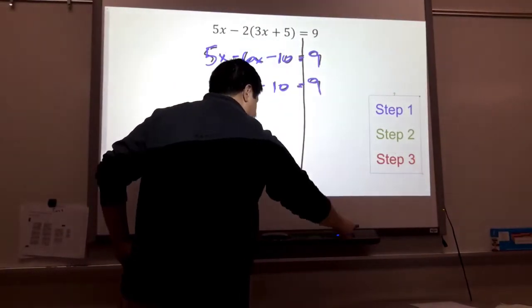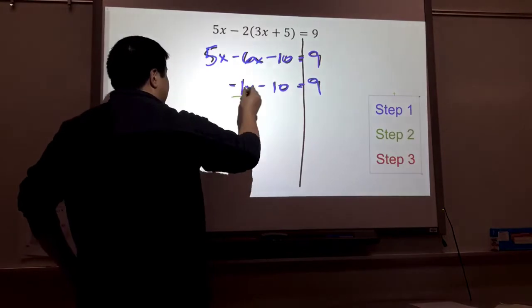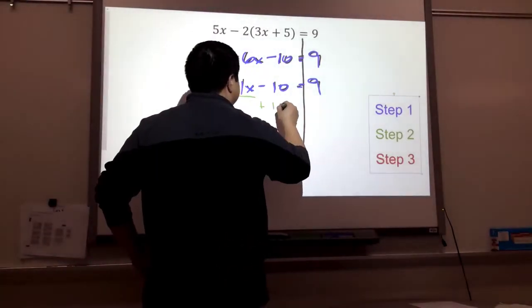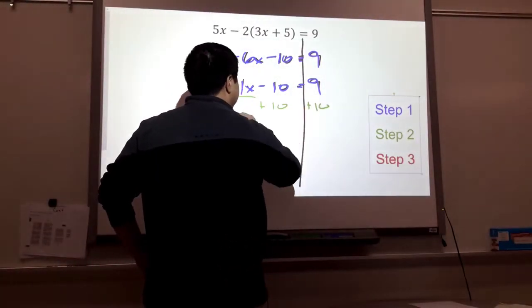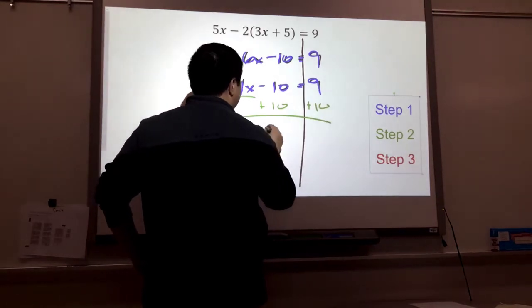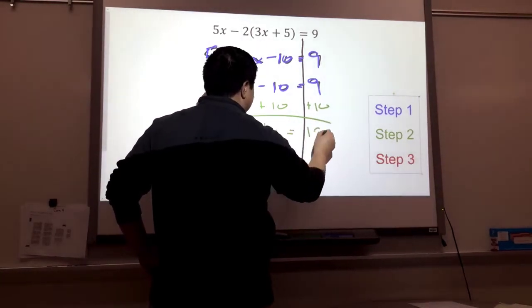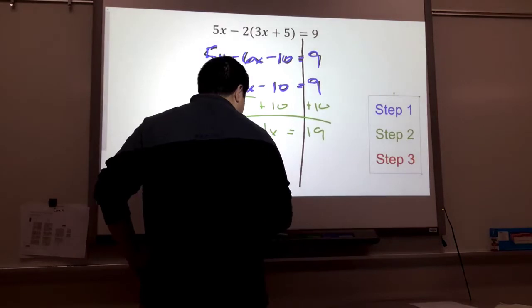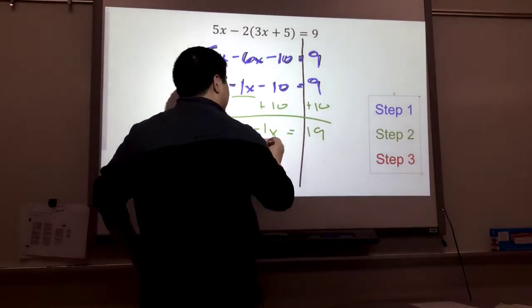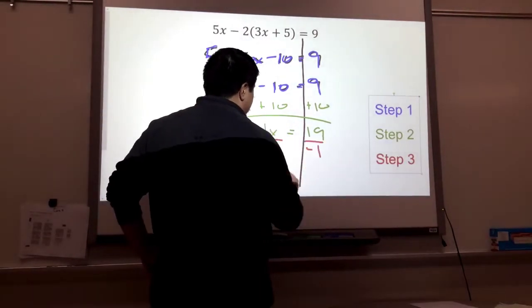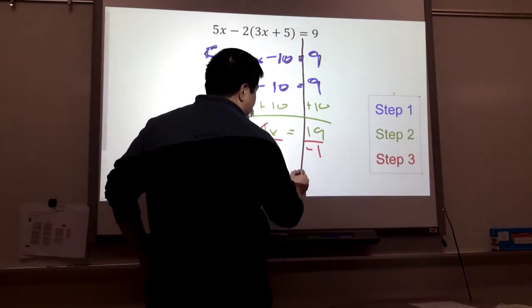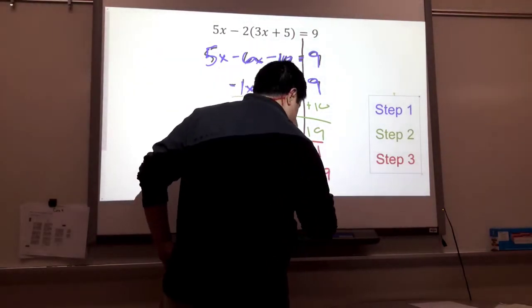We are going to step number 2. We need to isolate this term by itself. We're going to add 10. Add 10. We get negative 1x equals 19. Divide both sides by negative 1 for step 3. Negative 1 divided by negative 1. These parts cancel out. X equals negative 19.